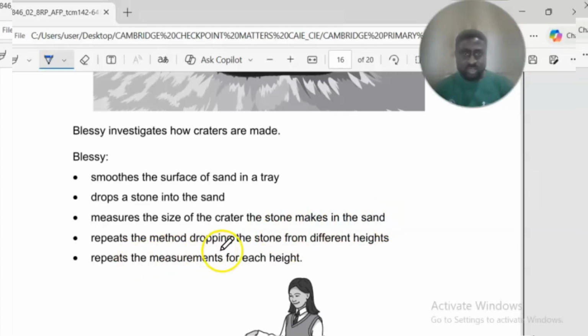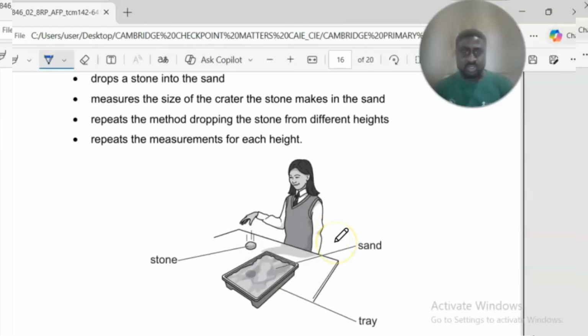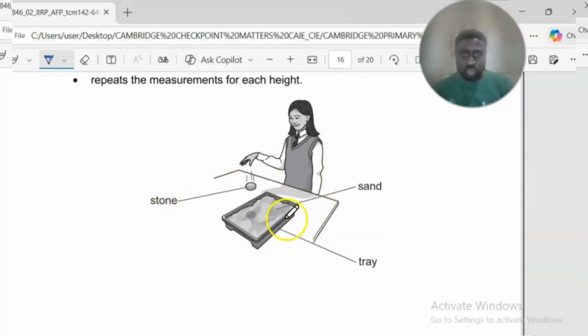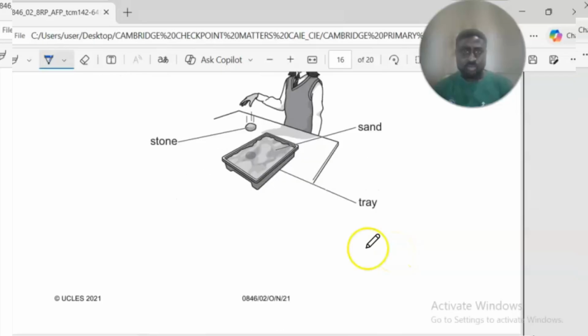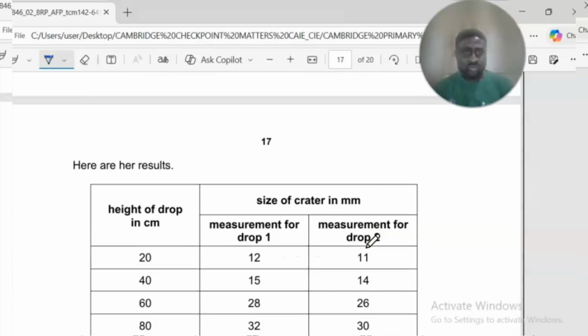She repeats the method dropping the stone from different heights. Repeats the measurement for each height. So this is Blessy, and this model shows us how she tried to demonstrate how craters are created in space. Now we have the stone here. This is the sand and the surface of it, and this is the tray in which the sand was filled up. Now let's look at the question that follows.